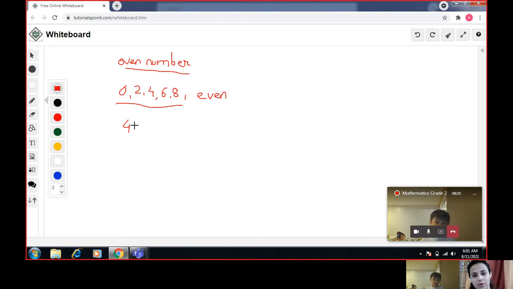Suppose there is 420. Can you see the ones place? This number is having 0 in the ones place, so this is an even number. Like this, we can identify whether the number is even or odd. Whenever in the ones place of any number there is 0 or 2 or 4 or 6 or 8, it will be an even number. Okay, is it clear?